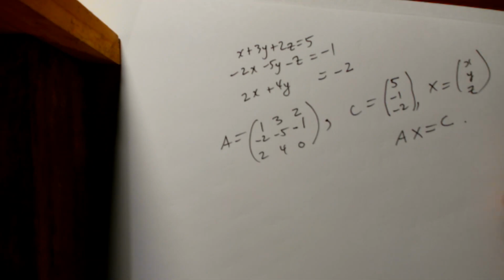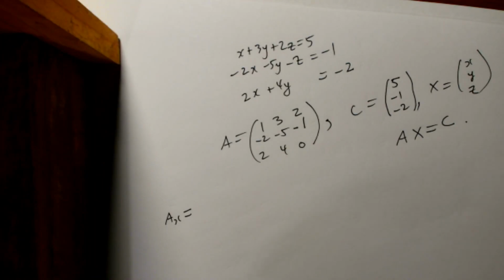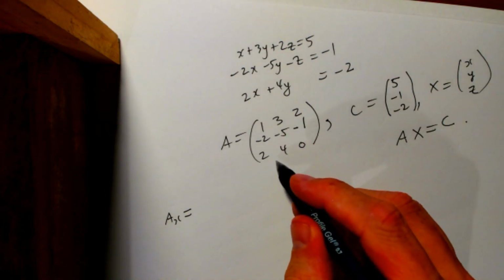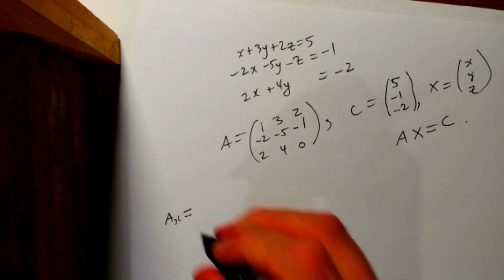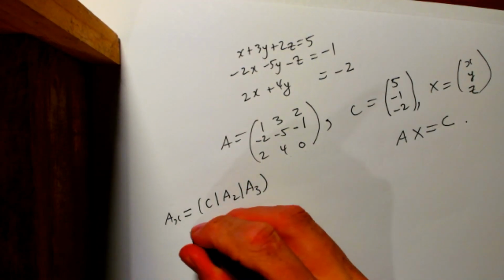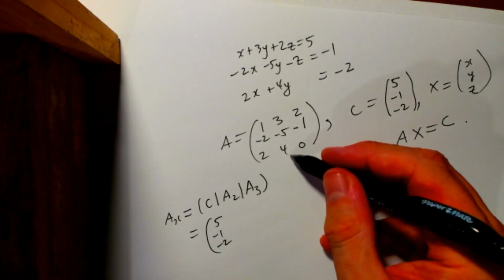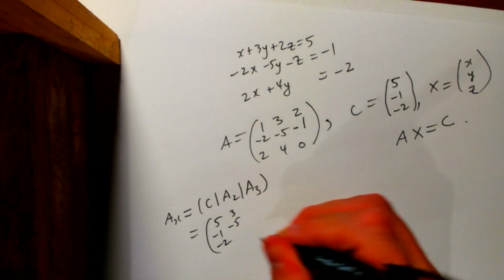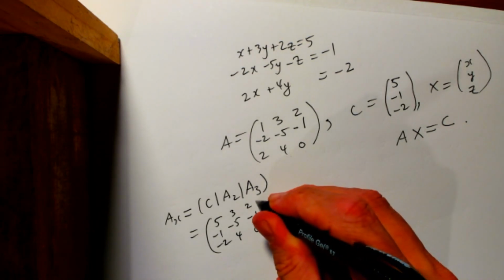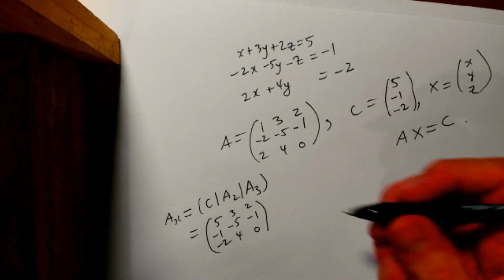But then we need to form the three matrices A subscript X. What we're doing to form this is replacing the x column of the matrix A with C. So it's C concatenated with A2 and A3, which is the column 5, minus 1, minus 2, followed by the second column of A, so 3, minus 5, 4, and then 2, minus 1, 0. So that's A_x.